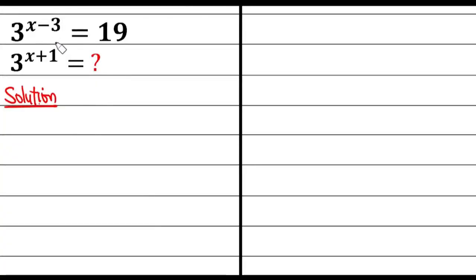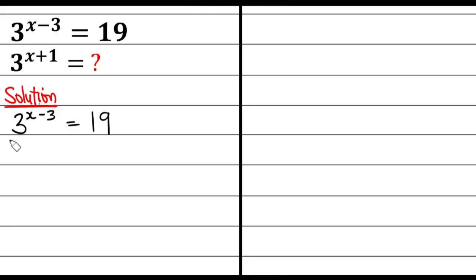Hi everyone, solving a question: 3 raised to the power of x minus 3 equals 19. Then 3 raised to the power of x plus 1 is going to be equal to what? 3 raised to the power of x minus 3 equals 19.